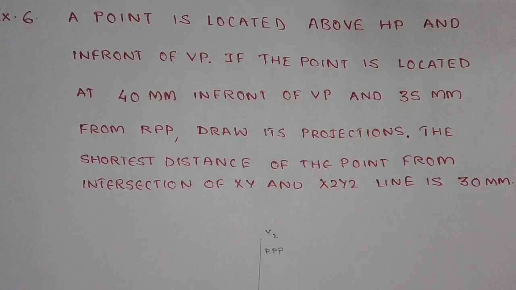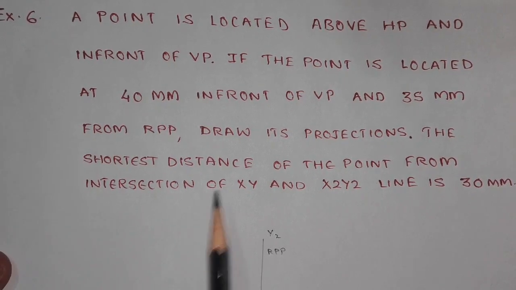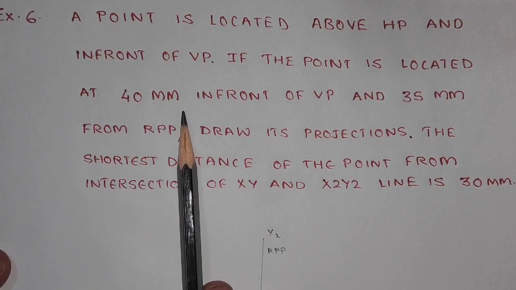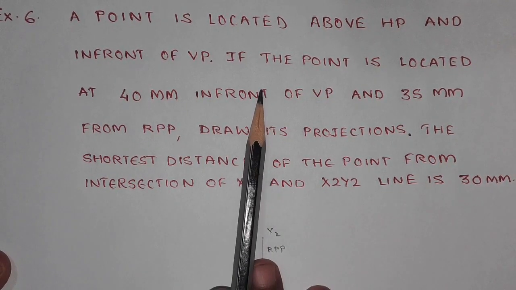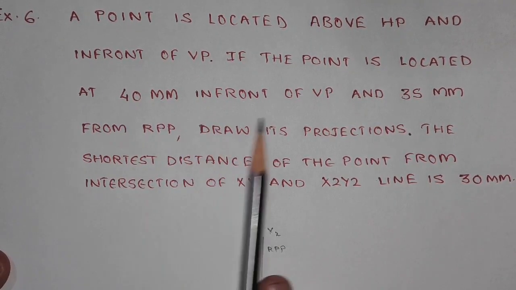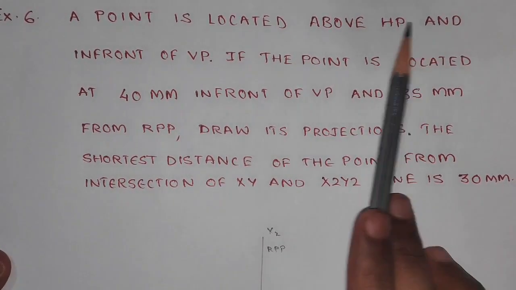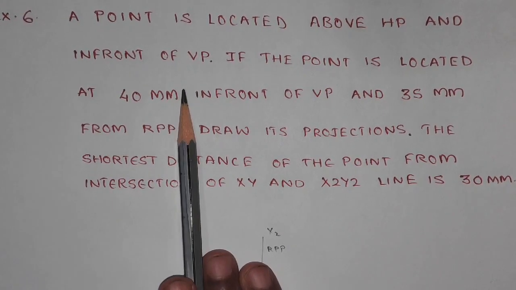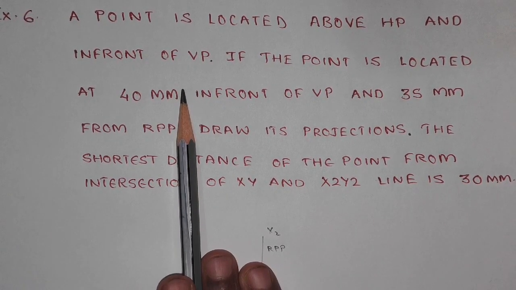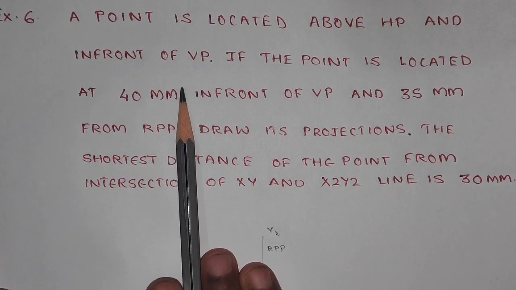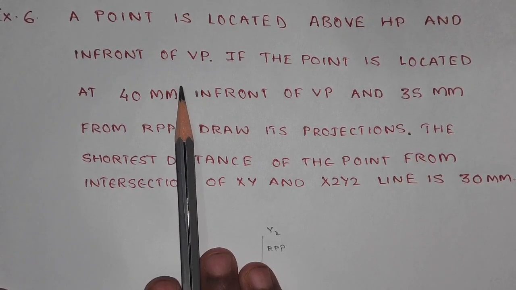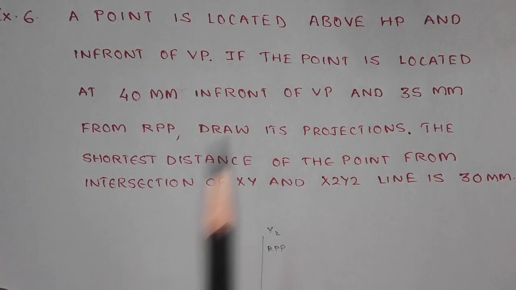So this is the next problem. We have a point located above HP and in front of VP, and the point is located at 40 mm in front of VP and 35 mm from RPP. So it is given that it is above HP and in front of VP. So we can say this point is in the first quadrant, but they have not given at what distance it is above HP. So that we need to determine here by doing the projections.